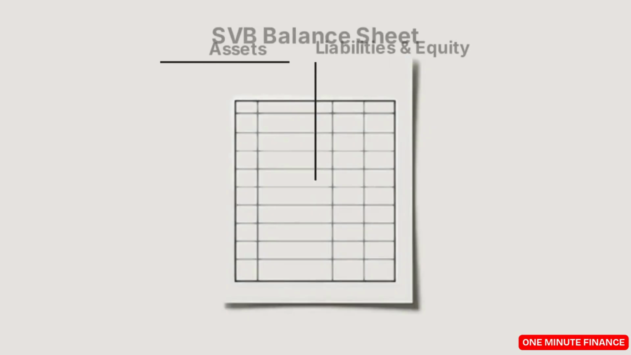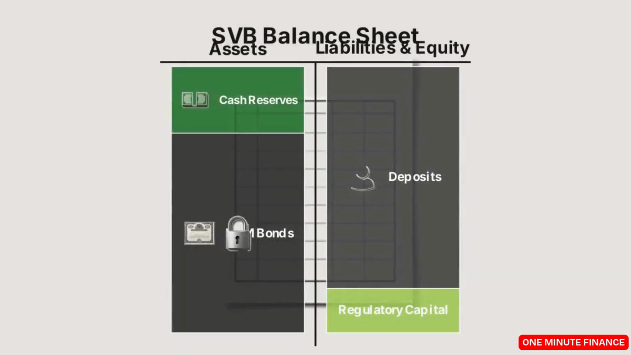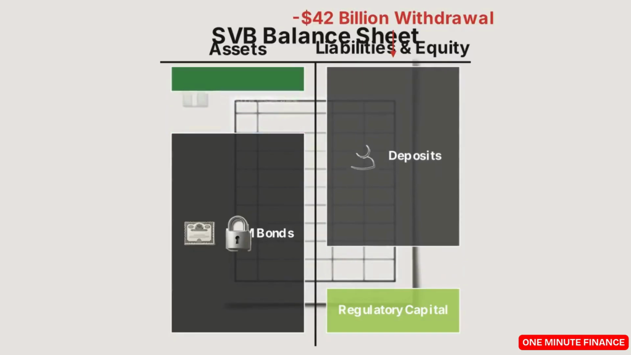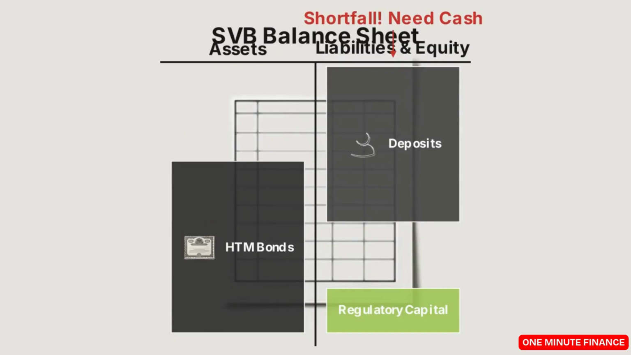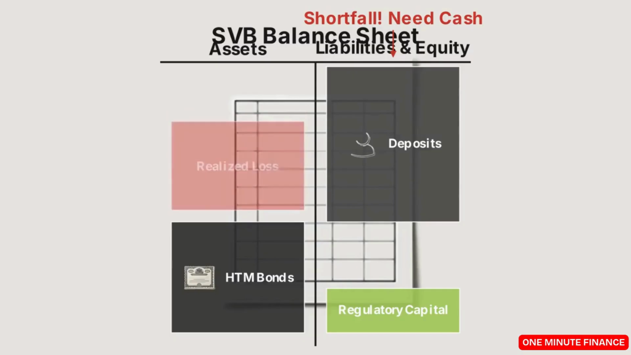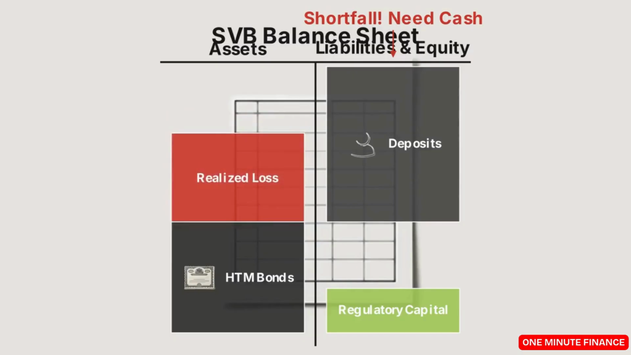This is SVB's T account during the panic. Customers demanded a staggering $42 billion in a single day. That volume of withdrawals instantly drained SVB's available cash reserves to zero. To pay the remaining withdrawal requests, SVB had to break the glass. They were forced to sell those held-to-maturity bonds immediately, realizing the steep losses dictated by the newly depressed market prices.